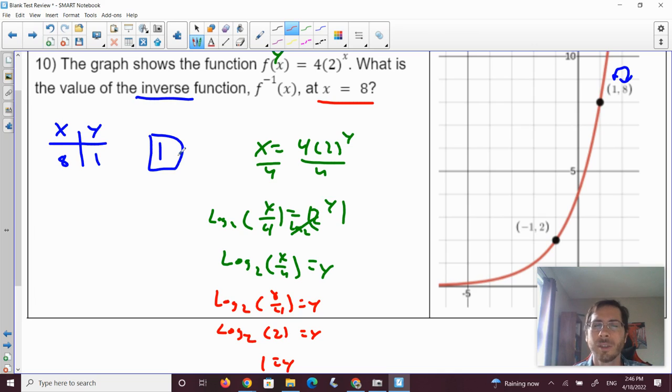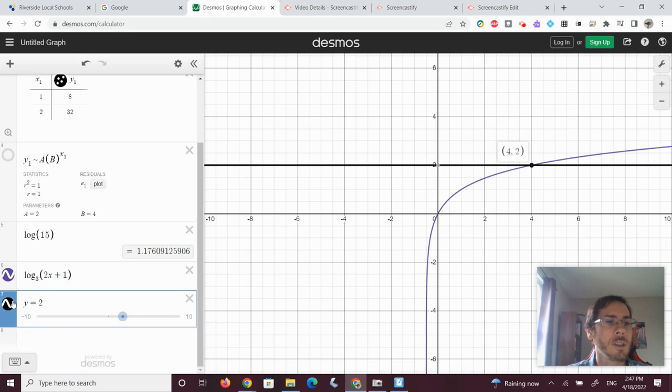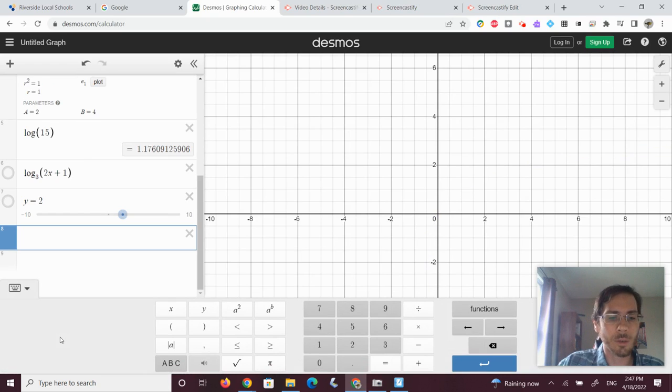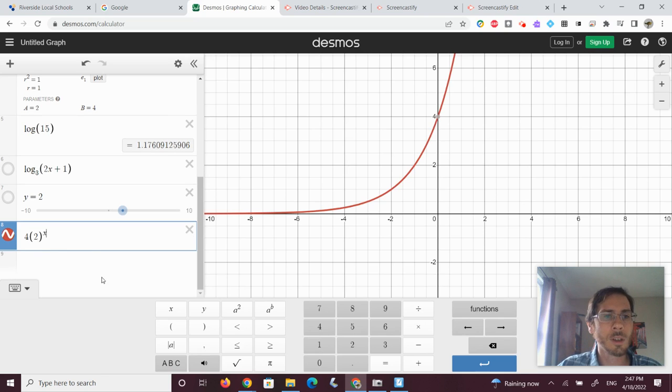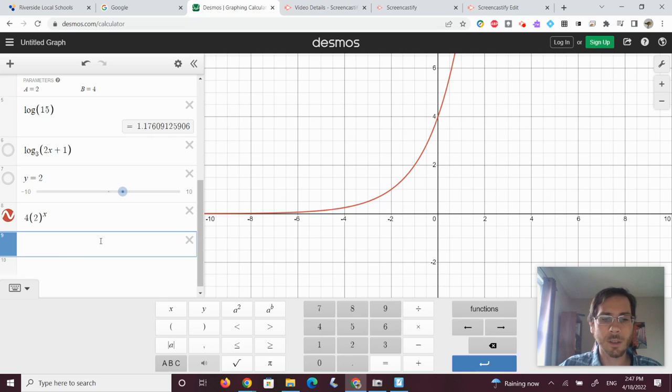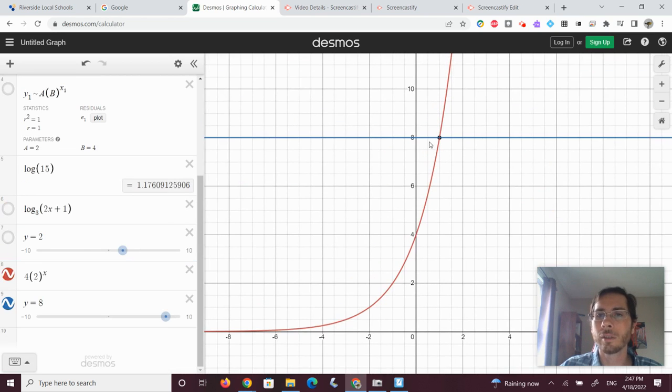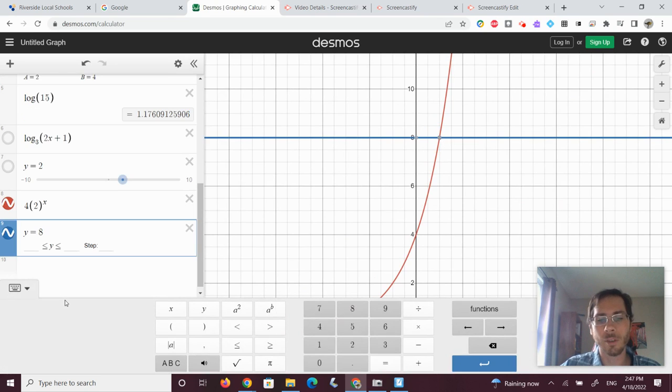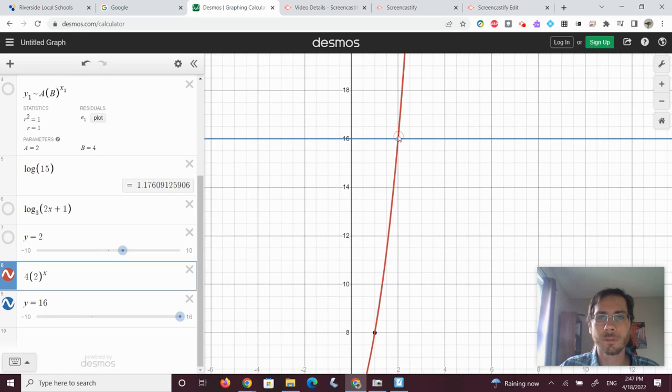I guess if you're given the function but not given the graph, is to make a graph out of it. So if we had 4 times 2 to the x, let's take these ones away. So this is kind of cool. If I want to find the value at x equals 8, I just need to find out where I connect it with at y equals 8. And so I'm at 1. So if I want to know what it would be if the inverse was x equals 16, it would be 2, because that's where they would connect.